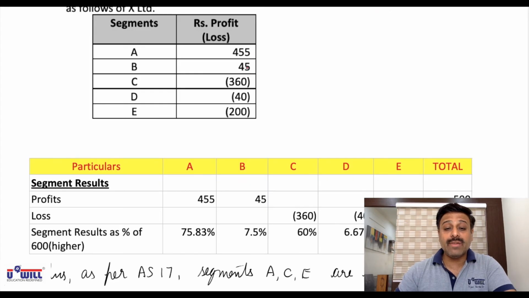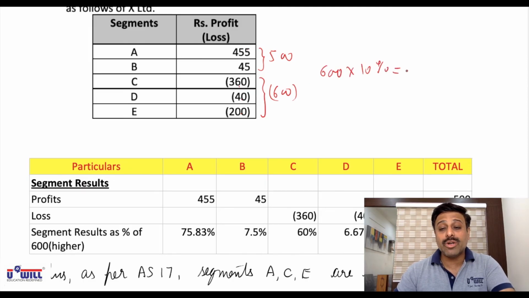So 455 and 45 are the profits, and 360, 40 and 200 are the losses. You can see that the profits total is 455 plus 45, which is 500, and the losses total is 600. Now which one is higher? 600 is higher. So 600 is 10%.